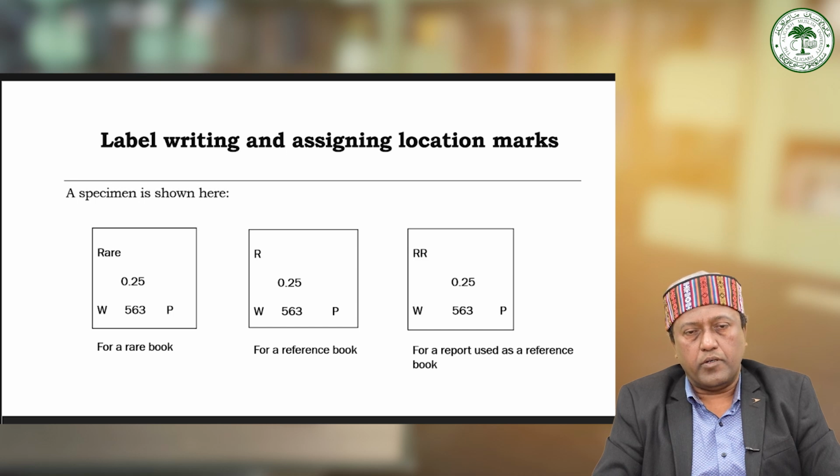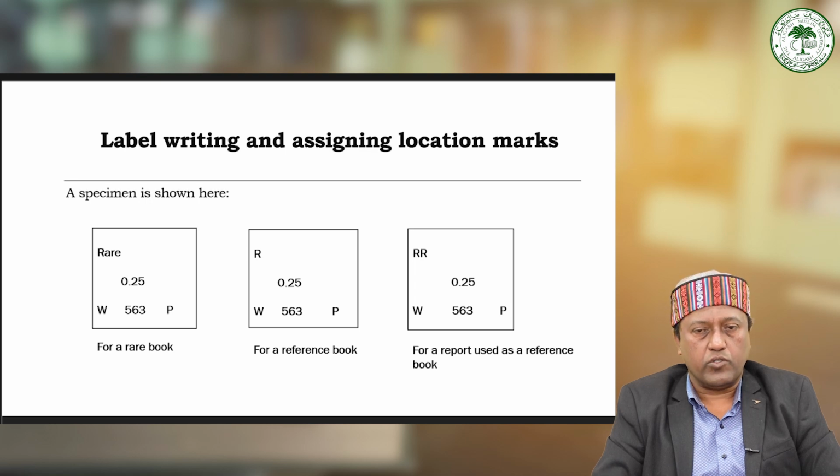So here is one more figure you can see. This is label writing and assigning location marks. That is also the job of the process section or technical section. These marks involve the careful inscription of information onto the affixed labels using superior quality ink, and the junior staff members typically handle these tasks. Although it is of utmost importance, as inaccuracies may lead to book misplacement, employees entrusted with this responsibility should possess legible handwriting and demonstrate precision in their work.